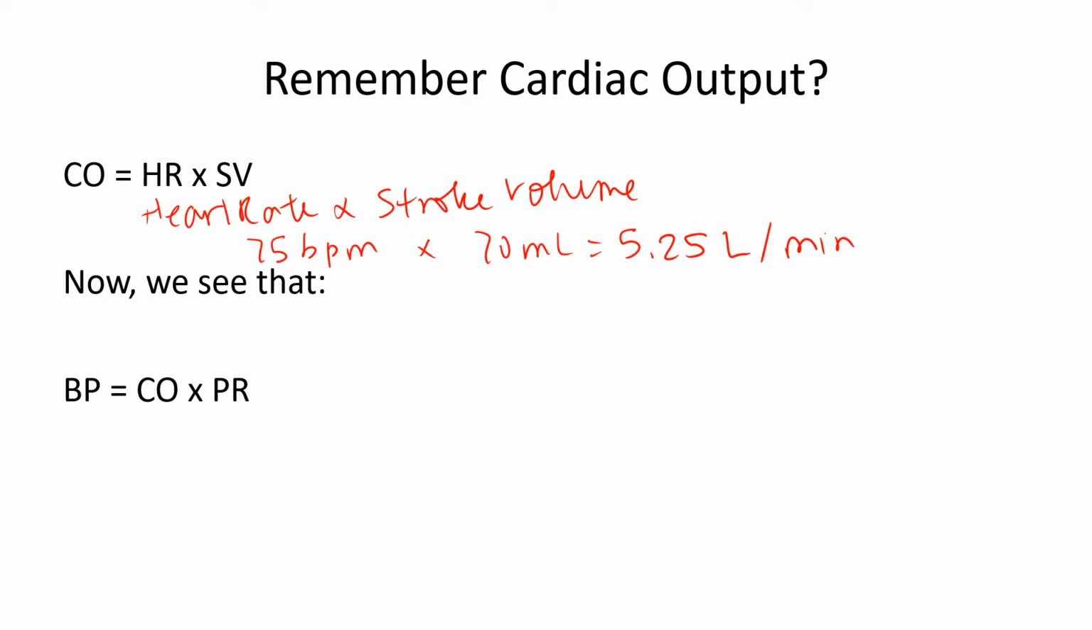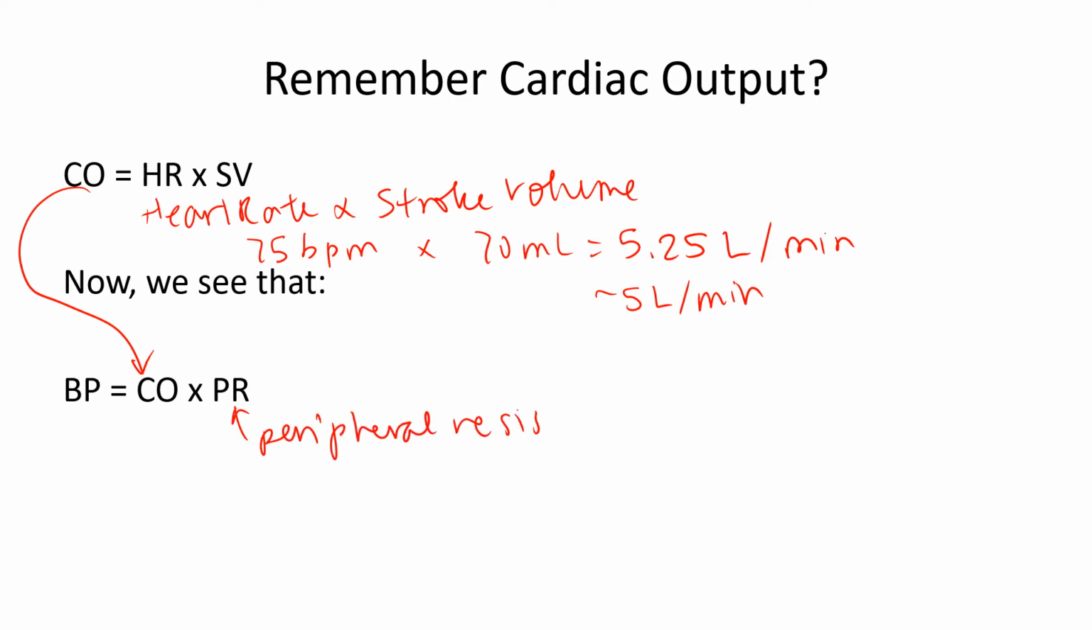Okay, so on average, we said that there was about 5 liters of blood circulated through the body by each minute. Cardiac output is, of course, an influence for blood pressure as well. So we know that cardiac output here plays a role in blood pressure regulation. PR is not Puerto Rico, it is peripheral resistance, and we'll talk about that in just a moment as well. Blood pressure does rely on cardiac output, which is, of course, dependent upon heart rate and stroke volume.